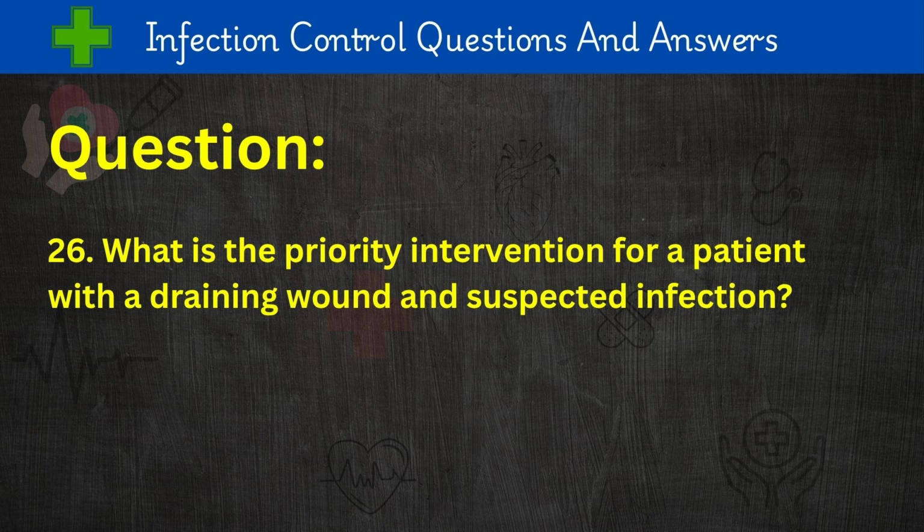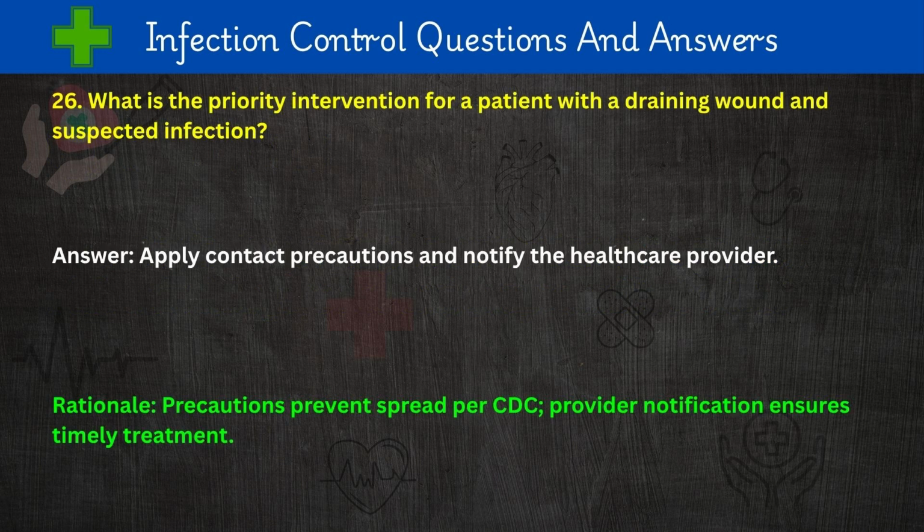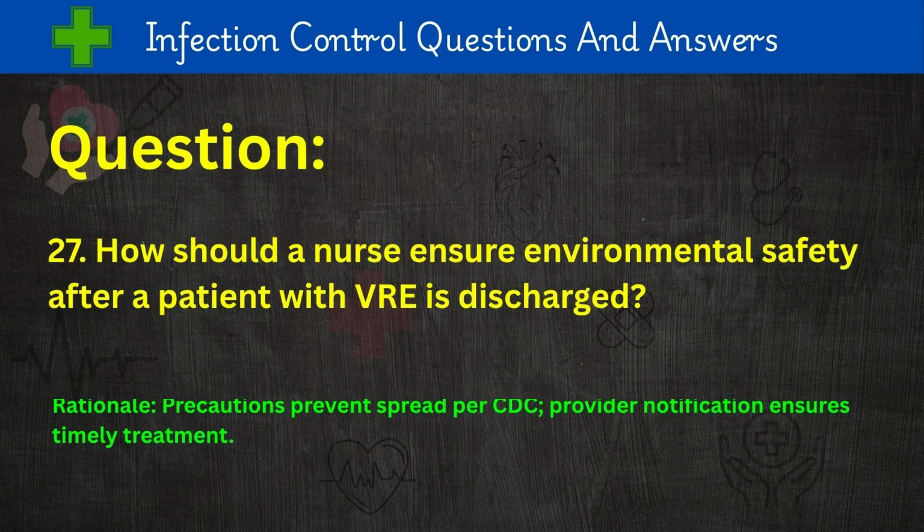26. What is the priority intervention for a patient with a draining wound and suspected infection? Answer: apply contact precautions and notify the healthcare provider. Rationale: precautions prevent spread per CDC, provider notification ensures timely treatment.